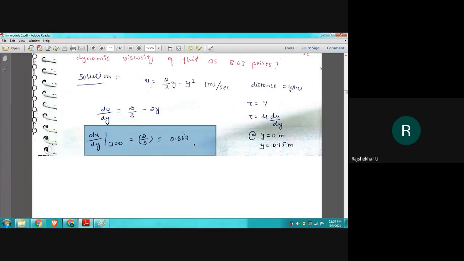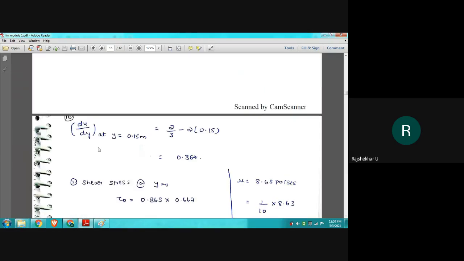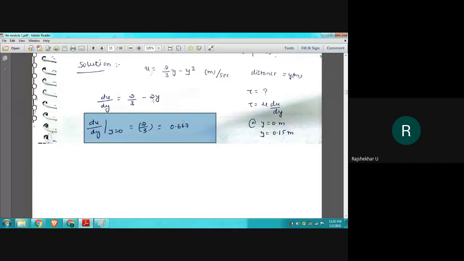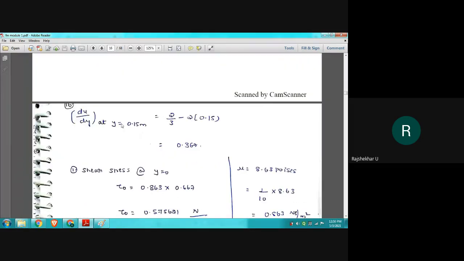Similarly, at a distance y is equal to 0.15, du by dy. Again, this is the same equation. So here in this case, y value will be 0.15. You see, the same equation we are using. Y value here is 0.15. Correct? So 2 by 3 minus 2 into 0.15. Simplifying, we will get that the value of du by dy at a distance y is equal to 0.15 is 0.367.